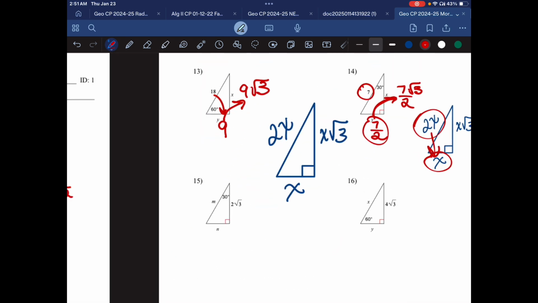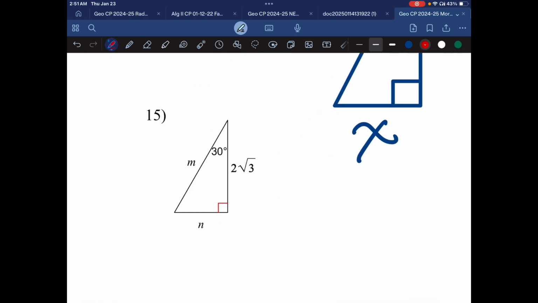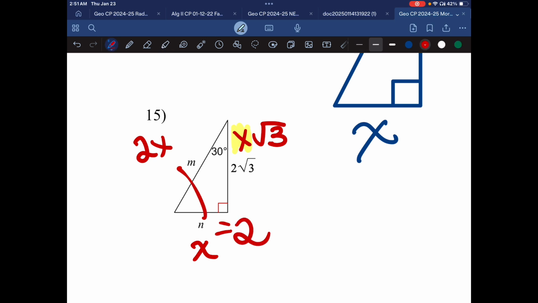Okay, so here's another one, number 15. Now, again, the pattern is x, 2x, x square root of 3. I gave you a relatively easier one here than you can sometimes see. So you'll already see the x right there. So that means that this side right here is 2, and this side is twice as much. I'll put these in color.